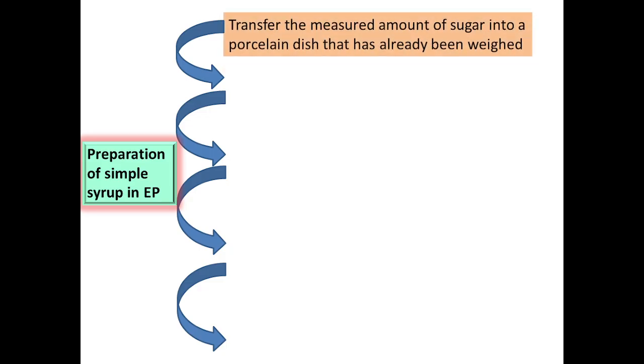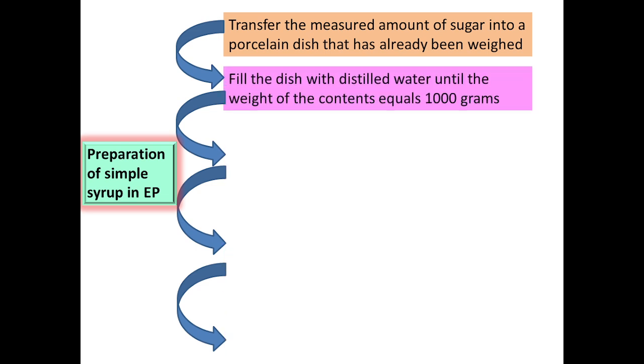Now the preparation of syrup as per the European Pharmacopoeia. Transfer the major amount of sugar into a porcelain dish that has already been weighed. So here you have to take the empty porcelain dish, take the weight of the empty dish, then transfer the major amount of sugar into it. Fill the dish with distilled water until the weight of contents equals 1000 gram.